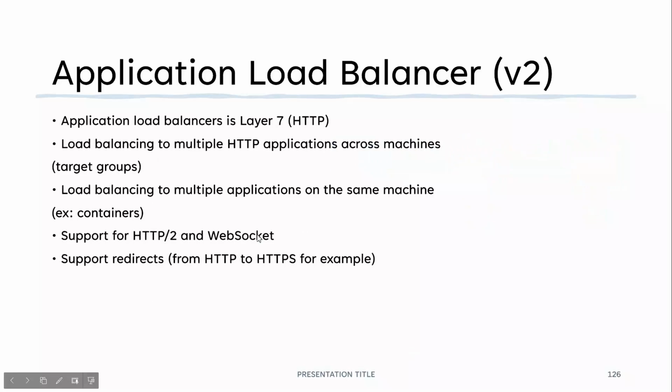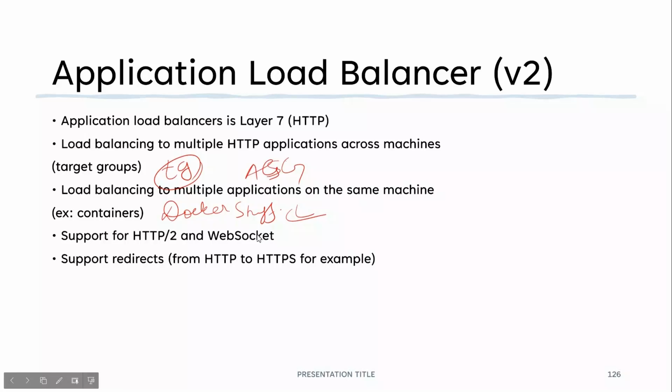Okay, application load balancer V2, version 2, right? Application load balancers are layer 7, which is HTTP. They load balance multiple HTTP applications across machines, which are known as target groups. We are going to discuss what target groups or TGs are in detail later on. Then load balancing to multiple applications on the same machine, which is containers. So this is Docker stuff. Don't worry about that. You can easily use anything inside the target group. It can be Dockerized containers, it can be EC2 instances, it can be an ASG or whatever you want.